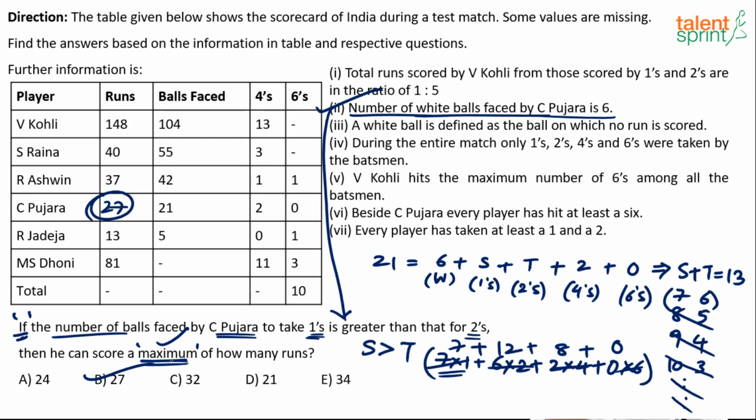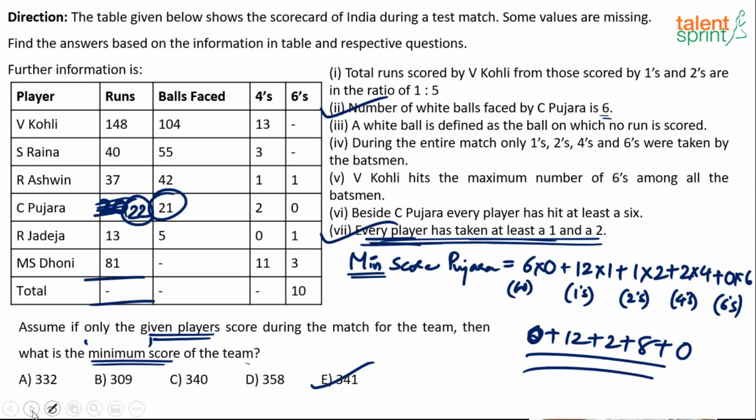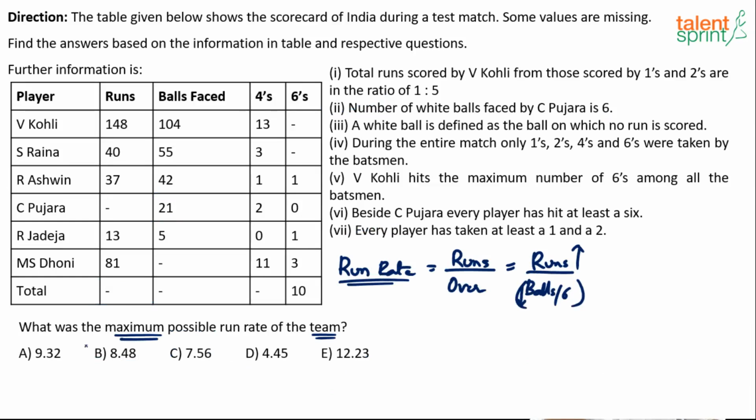No, we have not. Here we have found the maximum runs for Pujara, but that was with another condition. That condition was that the number of balls taken by Pujara to get ones is greater than the number of balls taken by Pujara to get twos. But this condition cannot be applied in the last question again, right? So I think we'll have to do it differently this time. Again, we have to find the maximum score for Pujara and the minimum balls for Dhoni. Get these values and then do this calculation to get the answer.